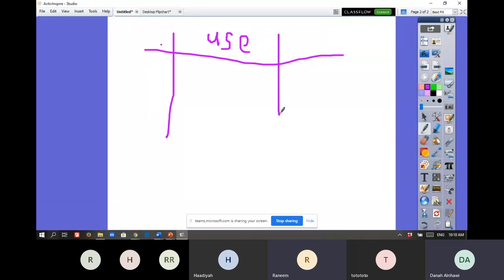And I want you here to write something special about this wavelength. You're going to write that it's maybe the shortest wavelength or the longest wavelength. Maybe it's in the middle like the visible. Maybe we said that it has high energy, low frequency, etc.